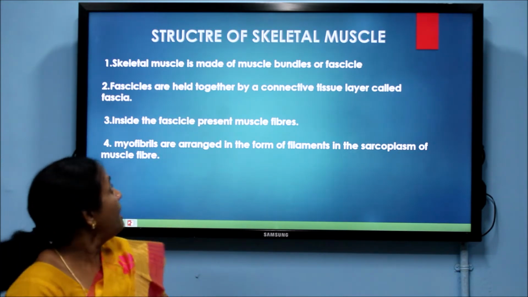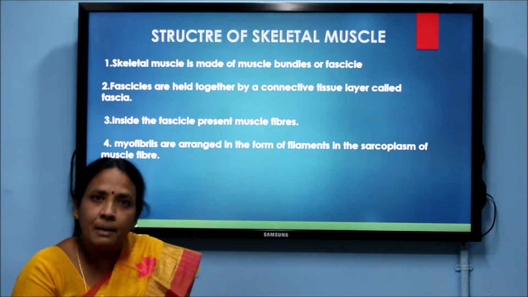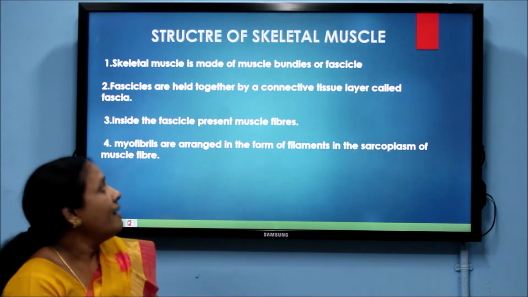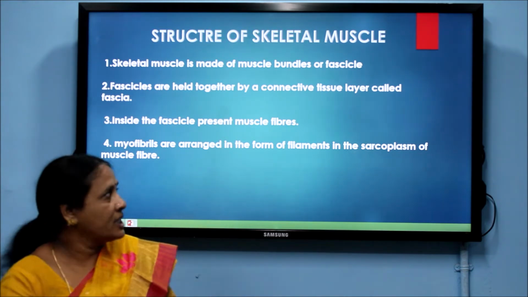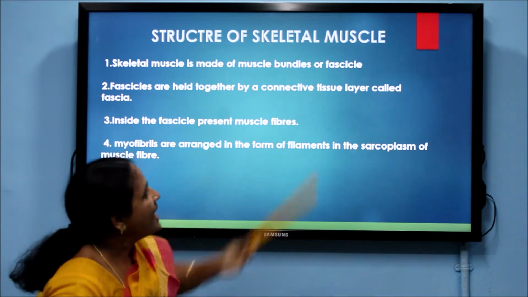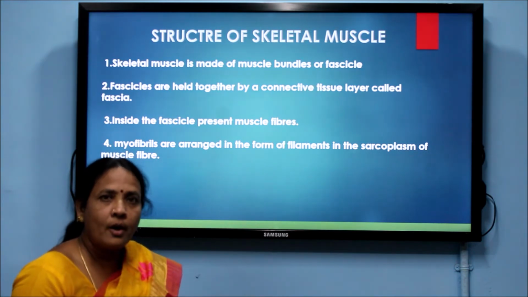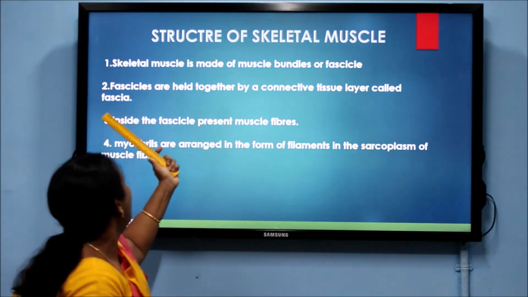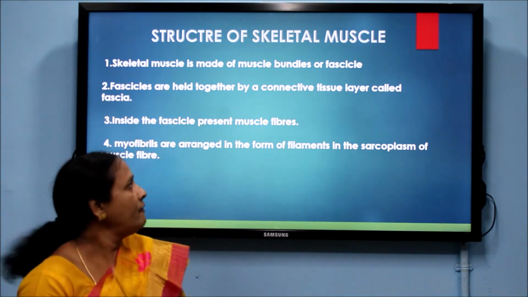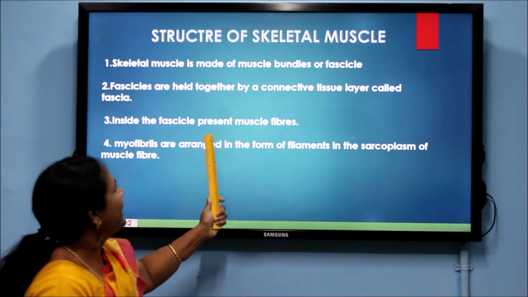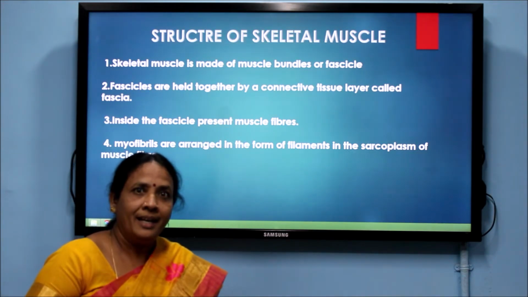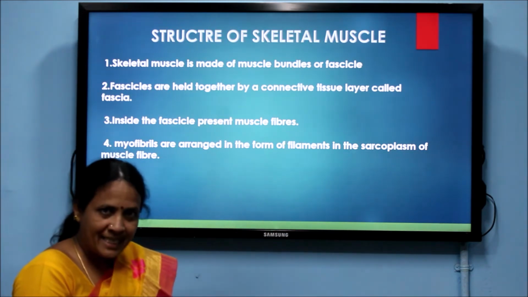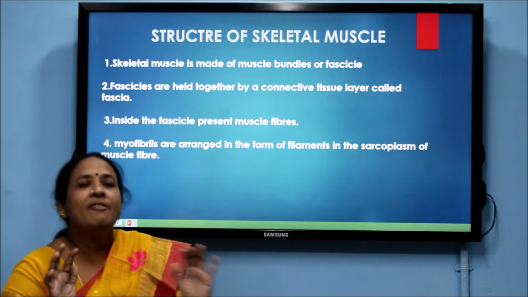Now the skeletal muscles are made up of muscle bundles, which are said to be fascicles, and these fascicles or muscle bundles are held together by means of a connective tissue called fascia. Inside the fascicle, what is present? Muscle fibers are present. Now we will see about the muscle fiber.